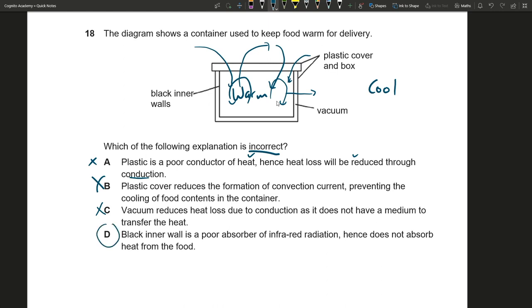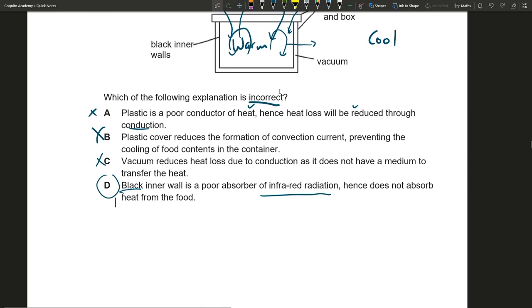The answer is D. Black inner walls is a poor absorber of infrared radiation. This is wrong. Black is a good absorber of infrared radiation. So changing the black inner walls to shiny would make this container better.